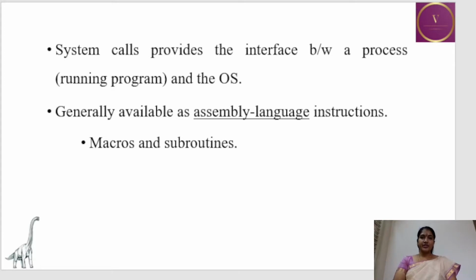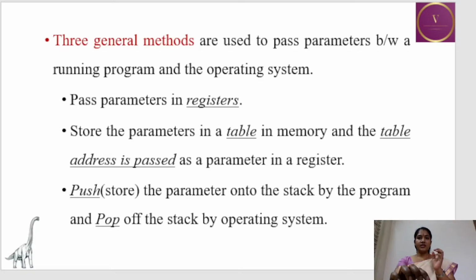A system call provides the interface between a process, that is the running program, and the operating system, as we all saw. Generally it is available in the form of assembly language instructions, sent in the form of macros and subroutines. Thus the three methods used for passing parameters are: pass the parameter in a register, or pass parameters in the form of a table stored in memory and send the address of the table in the register, or push the parameter onto the stack by the program and pop it off the stack by the operating system. So these are the three methods in which parameters are passed in a system call.